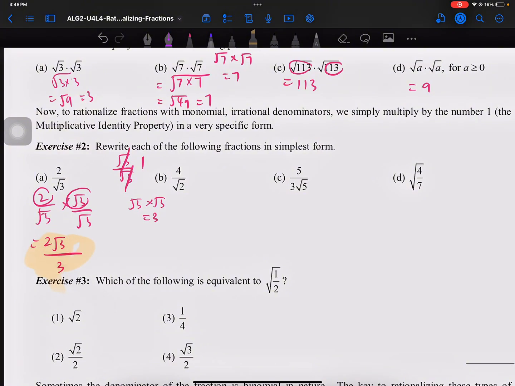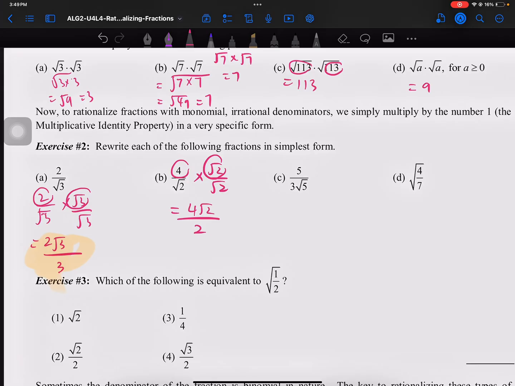Right, let us move on to B. So we have 4√2, and we multiply by √2 over √2. So now this multiplied becomes 4√2 over 2. √2 times √2 is 2. So here the denominator becomes 2. And then we simplify the fraction to 2√2. That's even nicer because no more denominator at all.